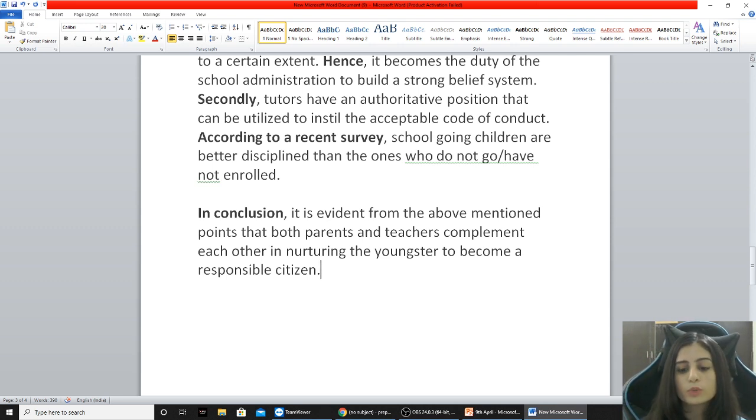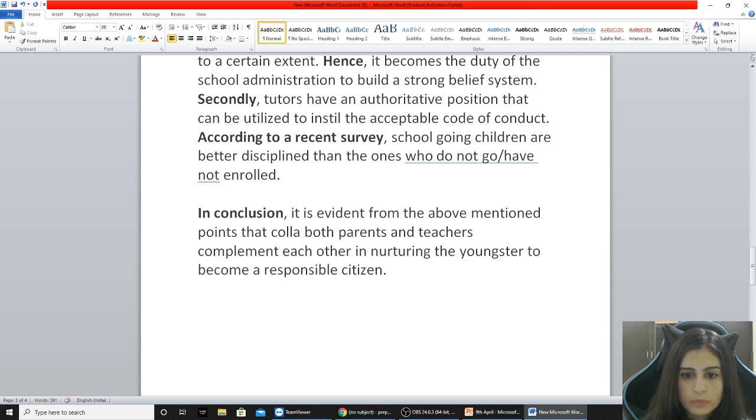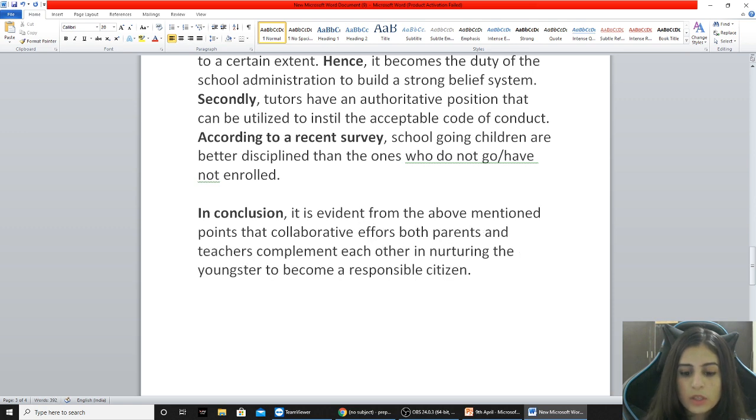So you can also use words such as collaborative action or joint effort by both parents and teachers. So you can also write something like, in conclusion, it is evident from the above mentioned points that you can write something like collaborative efforts of both parents and teachers. Now I'm changing it. Don't use both complement each other and collaborative efforts. We use one of them.